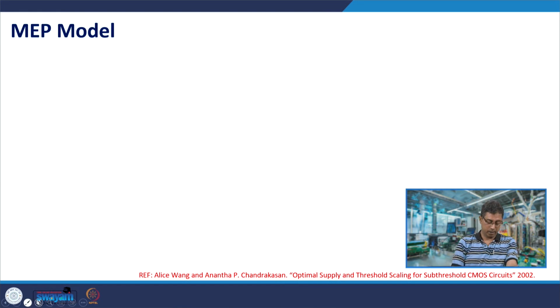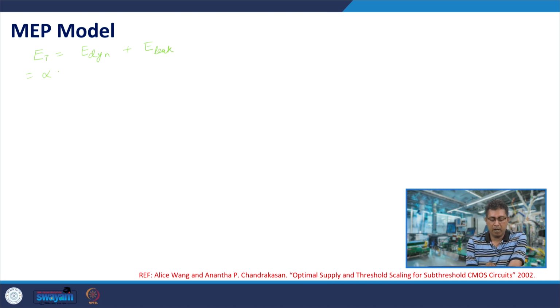Now, let us discuss the minimum energy point model. So, what is the total energy? It is the dynamic energy plus leakage energy. So, let us write them down.